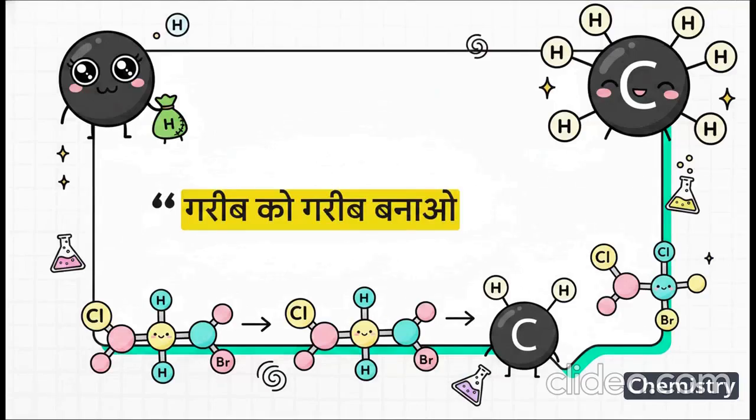The key to figuring out the outcome of these reactions is something called Saytzeff's rule, which is often remembered with this really powerful mnemonic from Hindi, "make the poor poorer." Now, what on earth does that mean in chemistry? Well, in this context, a poor carbon atom is one that's already poor in hydrogen atoms. And this simple phrase is the secret to everything.